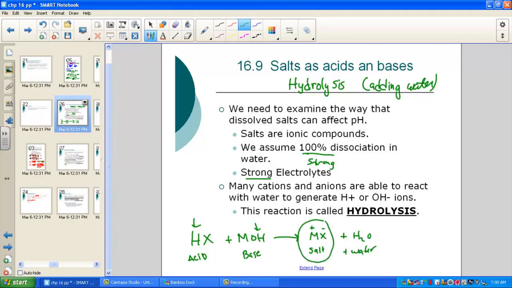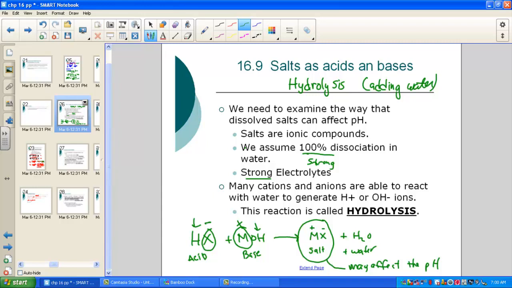This salt, the product of an acid-base neutralization, may affect the pH of a solution. We have to discuss how we would know. Many cations, here's the cation of a base, that's the positive ion, and anions, that's the X negative, that's the negative ion of the acid, are able to react with water to regenerate either the acid proton or the base ion. And this reaction is what we call hydrolysis, simply adding water.